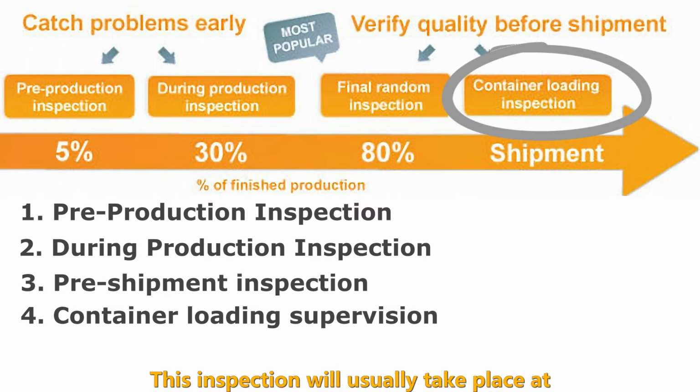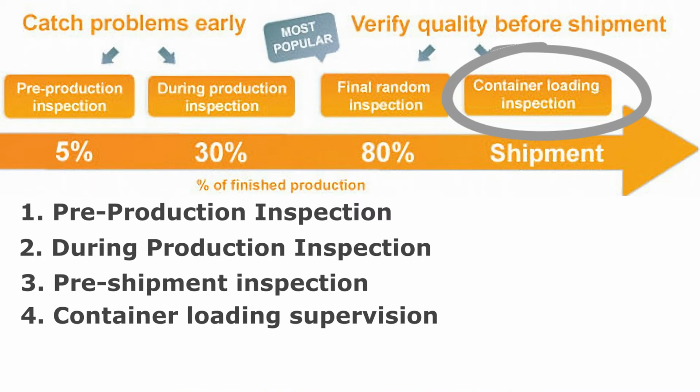This inspection will usually take place at your chosen factory while the cargo is being loaded into the shipping container, and at the destination once the products have arrived and are being unloaded. This process includes evaluating the condition of the shipping container, verifying all the product information, quantities, and packaging compliance.